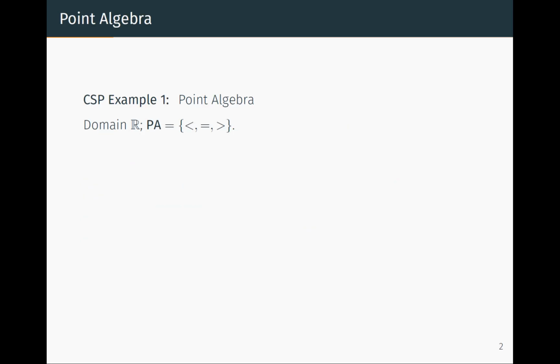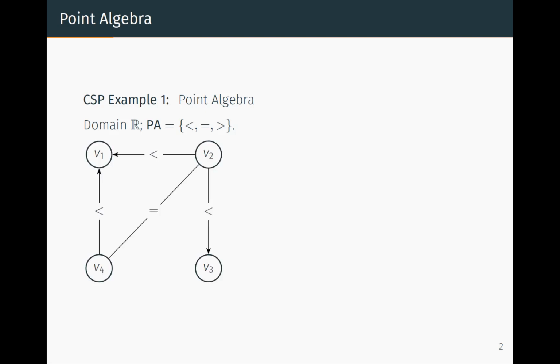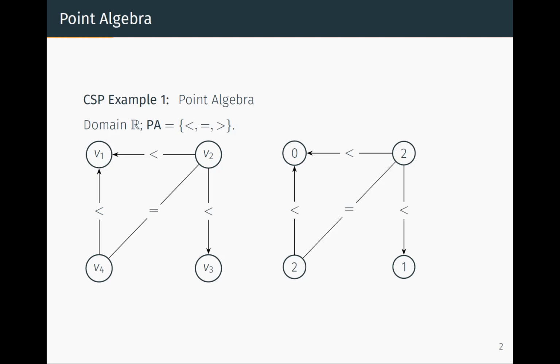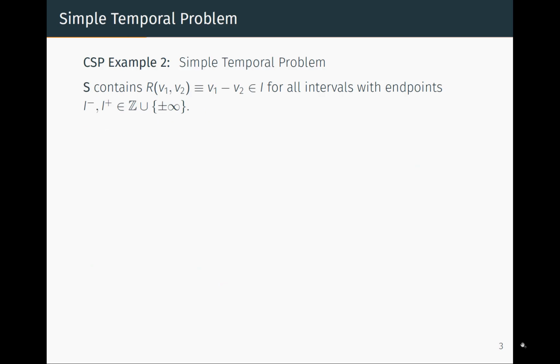So here is an example of a CSP for temporal reasoning called the point algebra. The domain here is the set of real values, and the relations are binary: less than, equal, and greater than. So here you can see an instance of this problem, and to the right is a satisfying assignment, setting v1 to 0, v2 and v4 to 2, and v3 to 1. So it's easy to convince yourself that all the constraints are satisfied by the assignment.